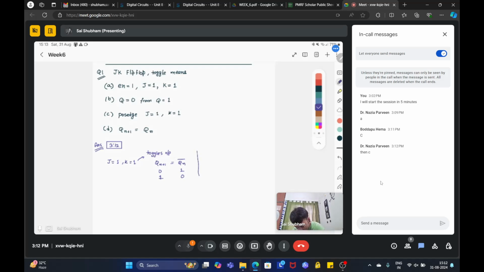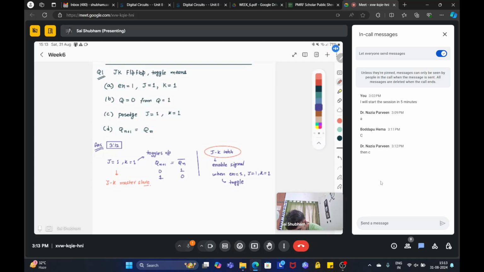Had the question been JK latch, in that case you have an enable signal. So when enable equal to 1 and J equal to 1, K equal to 1, then you will have toggle. So that is for JK latch, and this is for JK master slave.